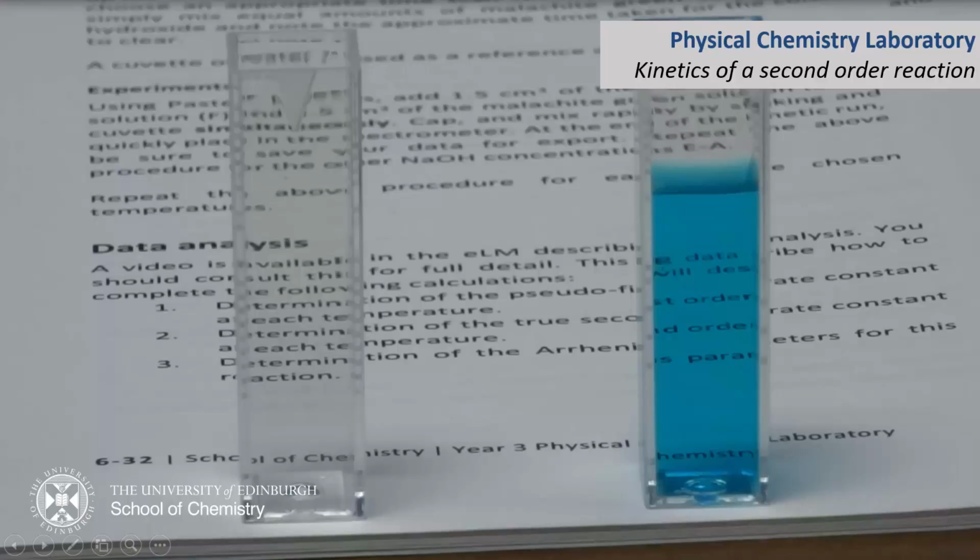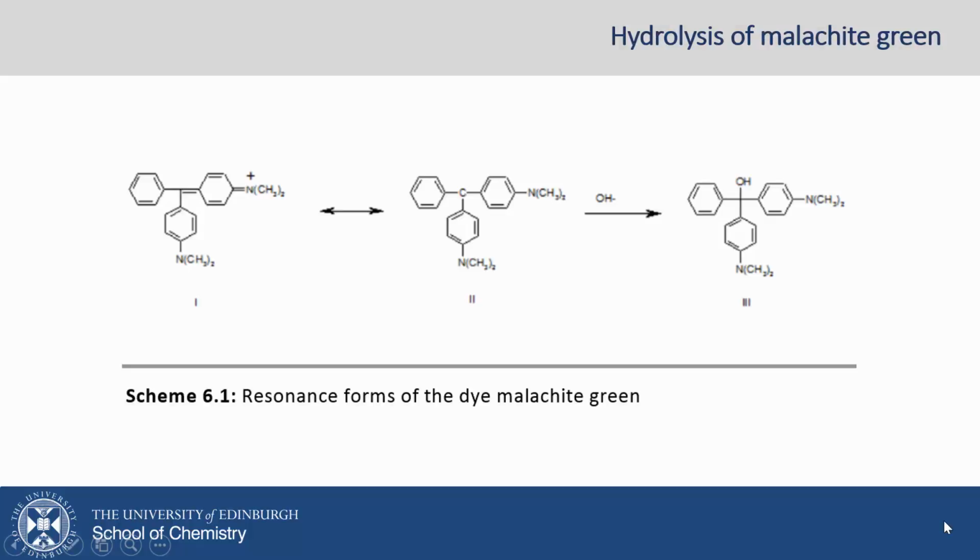This experiment is about completing a formal kinetic study of a second-order reaction. The reaction in question, hydrolysis of malachite green, is second-order. While direct study of second-order reactions is possible, a common approach is to impose pseudo first-order conditions. This means having one of the reactants in much higher concentration, so that any change in rate is only due to a change in concentration of the lower concentration species.